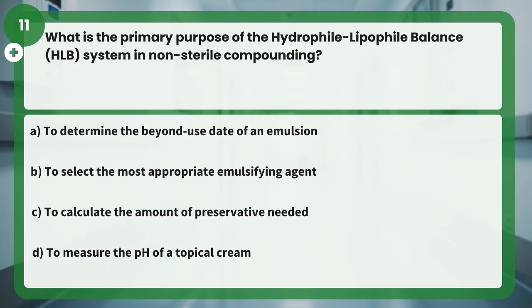Question 11. What is the primary purpose of the hydrophile-lipophile balance, HLB, system in non-sterile compounding? A. To determine the beyond-use date of an emulsion. B. To select the most appropriate emulsifying agent. C. To calculate the amount of preservative needed. D. To measure the pH of a topical cream.